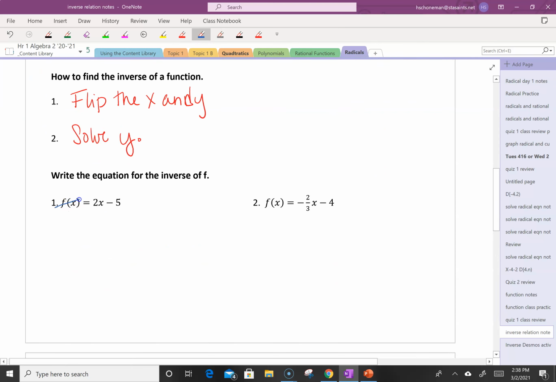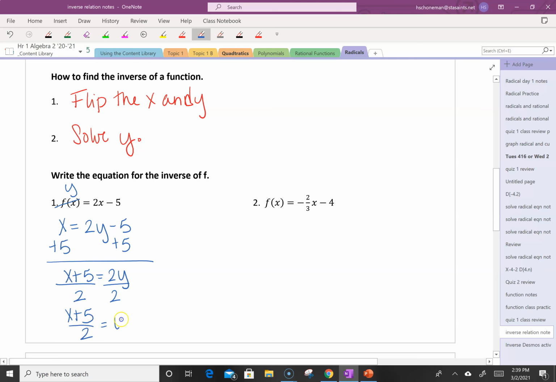We know that f of x represents y. So the first thing we're going to do is follow step 1, which is to flip the x and the y. So we're going to write x equals 2y minus 5. To solve this equation for y, what we're going to do is add 5 to both sides, and that's going to give us x plus 5 equals 2y. Well, y is still not by itself yet, so I'm going to divide by 2, so that gives me x plus 5 over 2 equals y.